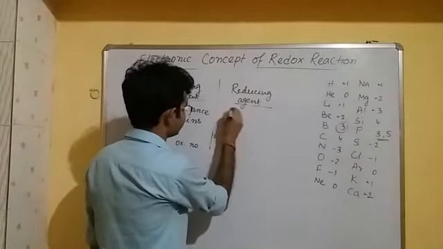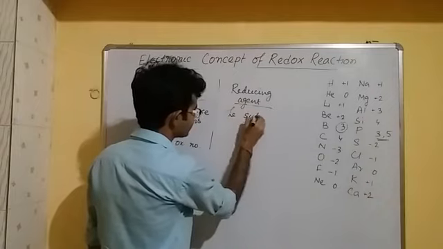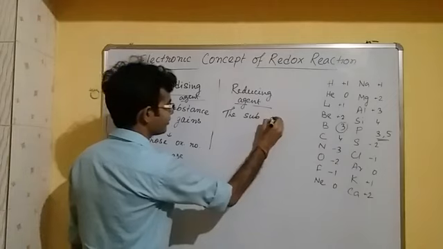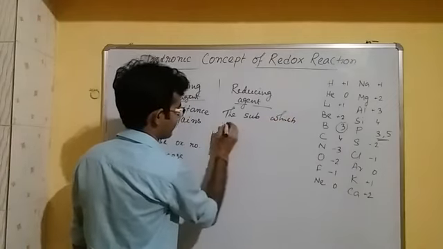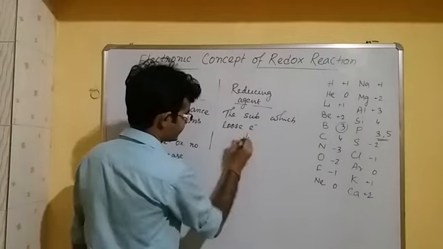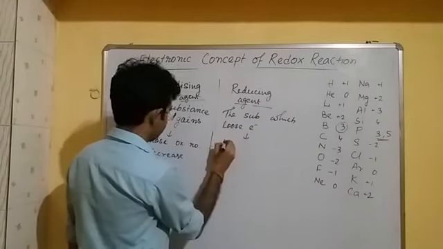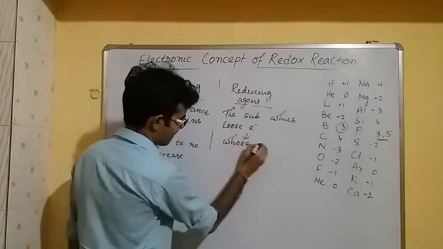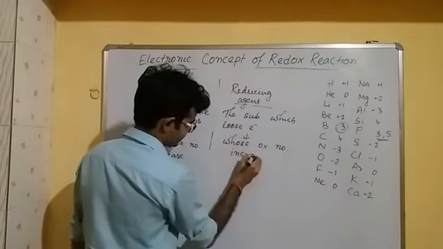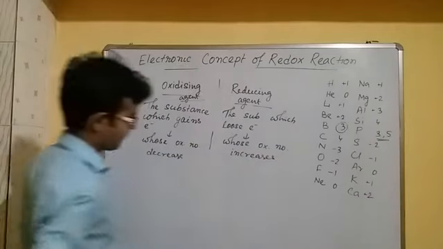Reducing agent is the substance which loses electrons, which results in its oxidation number increasing. Okay.